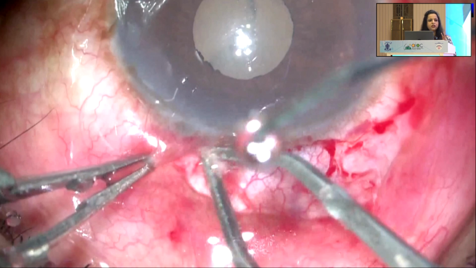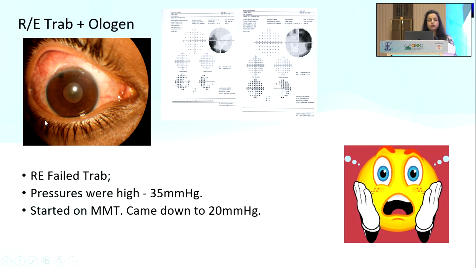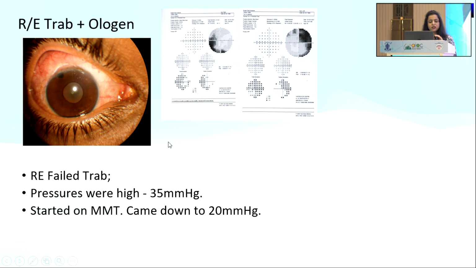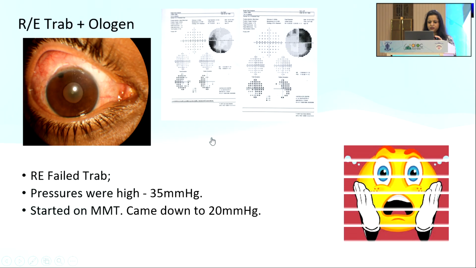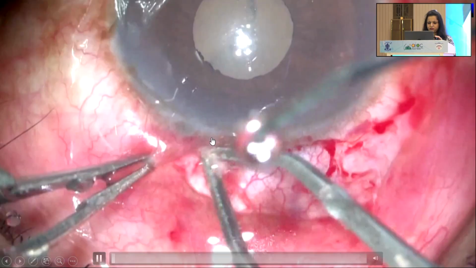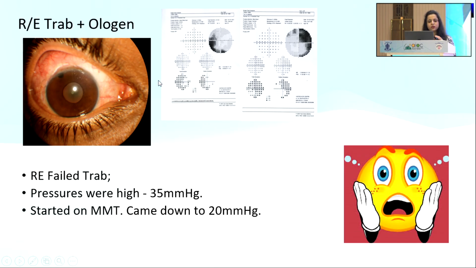A routine trab was done in both eyes. The left eye trab was working well, but the right eye trab failed. After 3 months, pressures were high. I started him again on maximum medical therapy, and the pressure came down to 20, which was still high for his fields and his cupping.